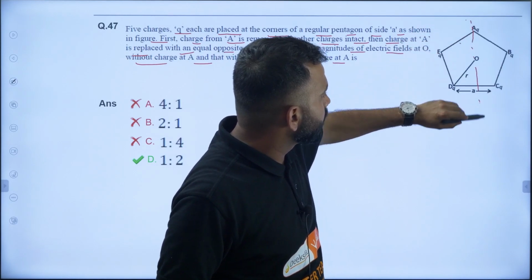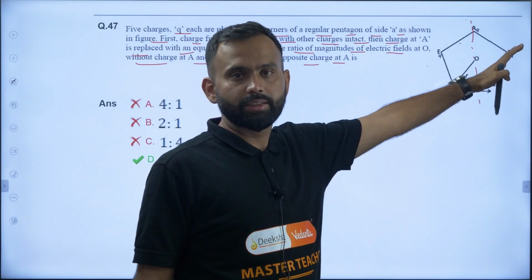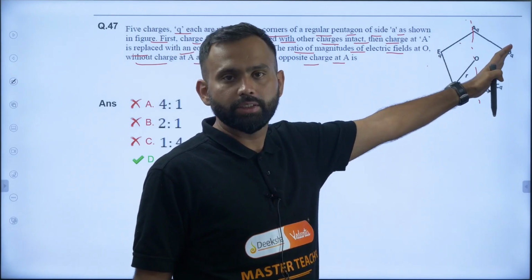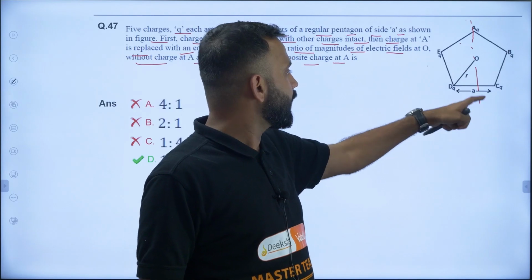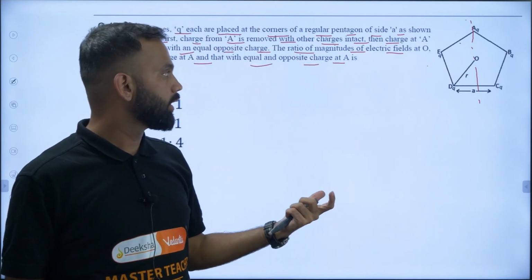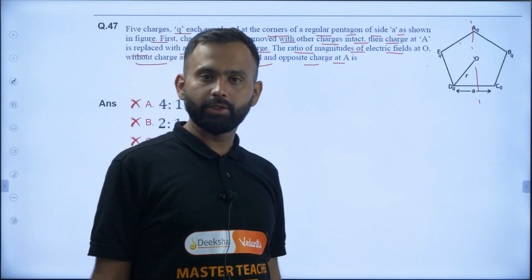Draw a straight line here. So now it is a symmetry, right? This side is the mirror image of this side, or vice versa. So this is symmetry, and all charges are equidistant from the O, so the electric field at O will be 0.